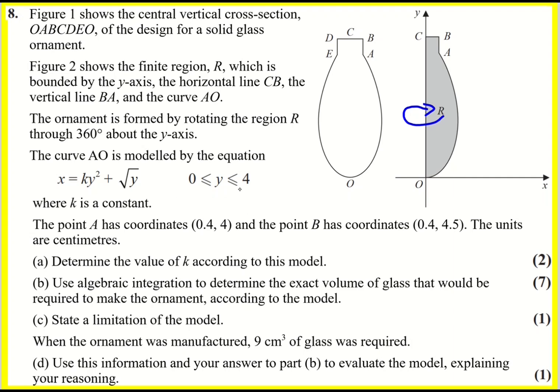So I'm going to sub in for 0.4, which is going to equal 16K plus 2. And then we can rearrange that. Minus 1.6 is going to be 16K, so K is equal to minus 0.1.